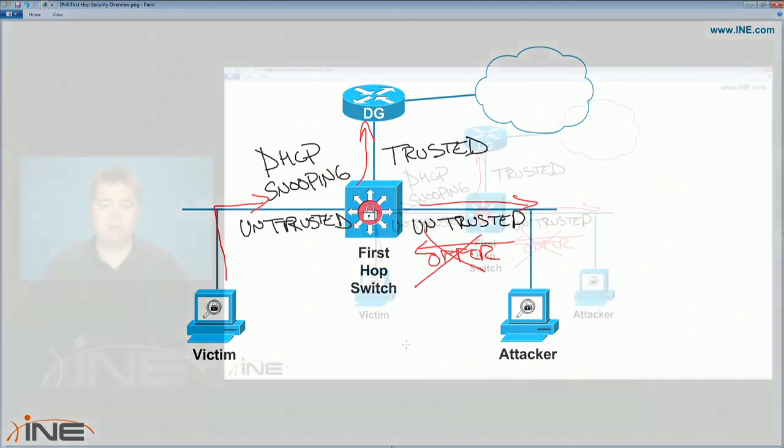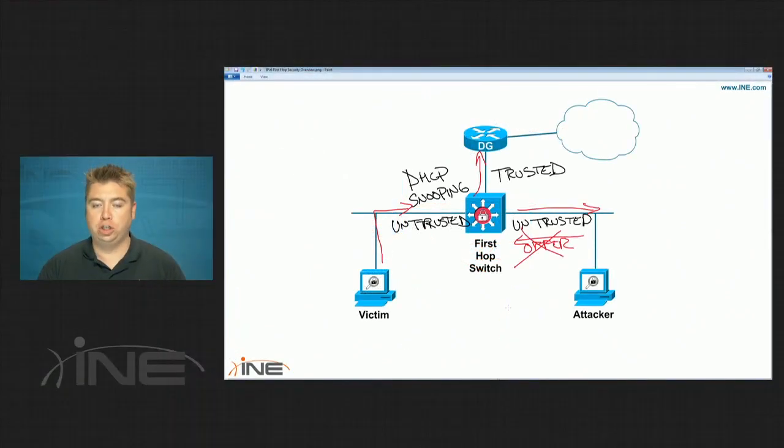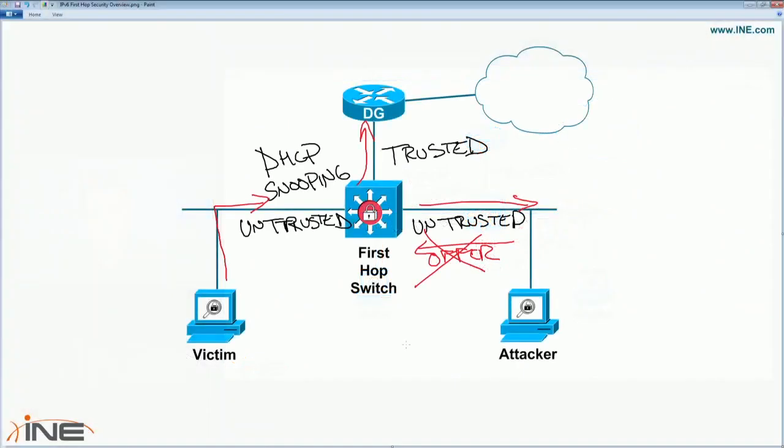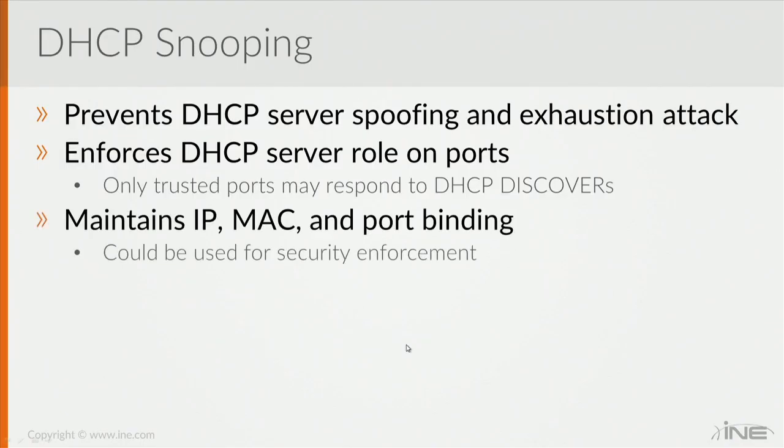So in other words, the discover is only allowed to go to the legitimate DHCP port, the one that is trusted, and the offers are only allowed to come back in on the trusted ports. So simply based on filtering where the packets are going in the DHCP discover messages, we're able to prevent the attack.